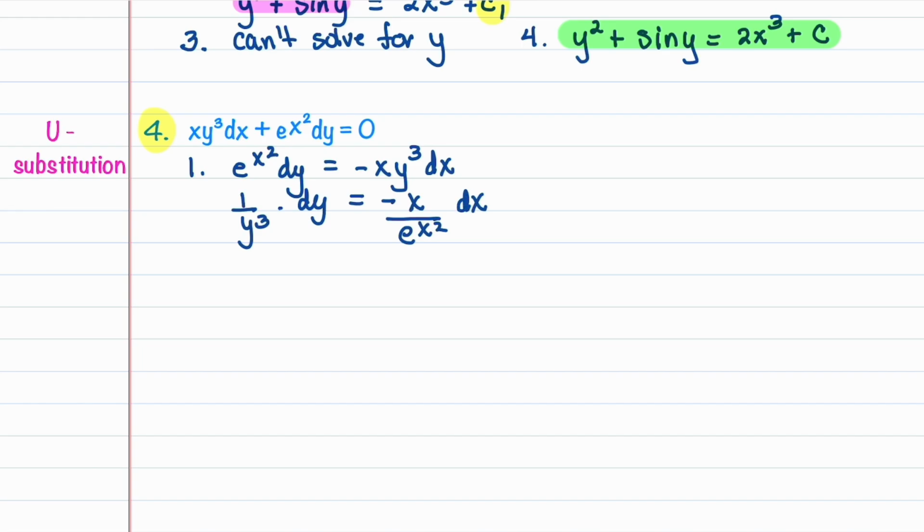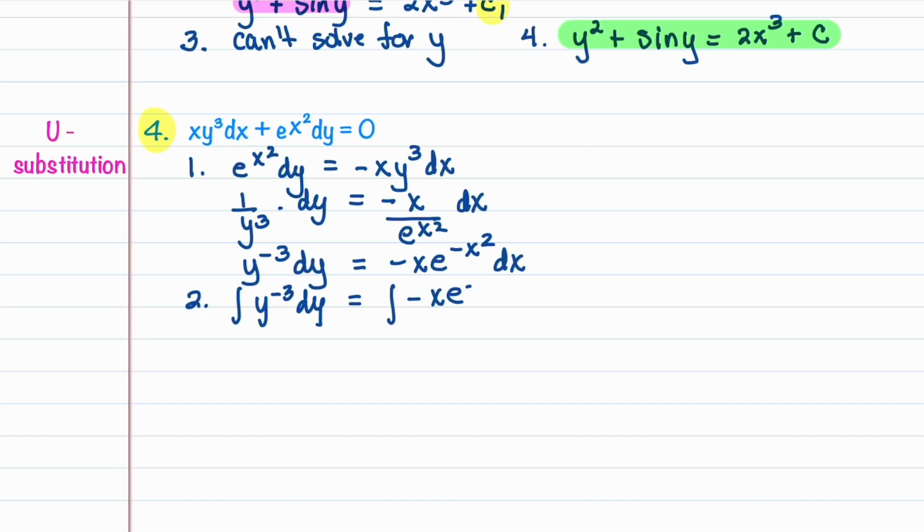Because we are going to be integrating in our next step, I am going to rewrite this so we can integrate it easier. This becomes y to the minus 3 dy on the left, and on the right, we have minus x e to the minus x squared dx. Now we can go ahead to step 2, which is to integrate both sides. We have the integral of y to the minus 3 dy is equal to the integral of minus x e to the minus x squared dx. Let's go ahead and integrate the left-hand side.